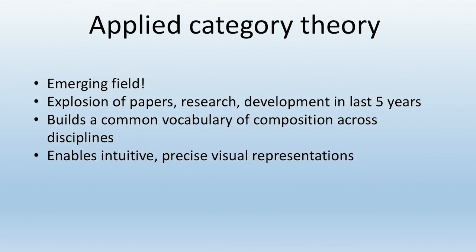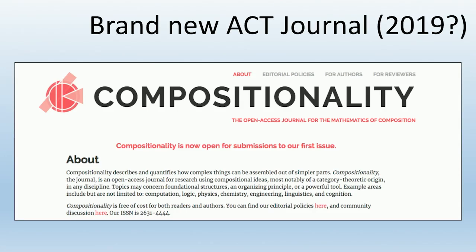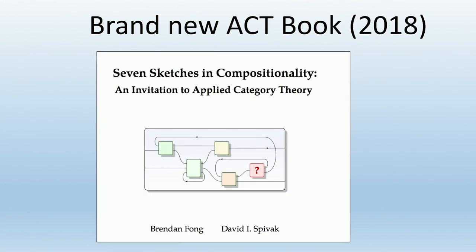There's been an explosion of papers, conferences, research, industrial academic collaborations, and all kinds of things. And what it brings to all these different industries is a common language of compositionality, which is a concept that we're going to talk about a bit more here. To give you some idea of how brand new it is, there's one journal for applied category theory papers. It hasn't released its first issue yet. They're still working on it. There's one book. It was released last year.